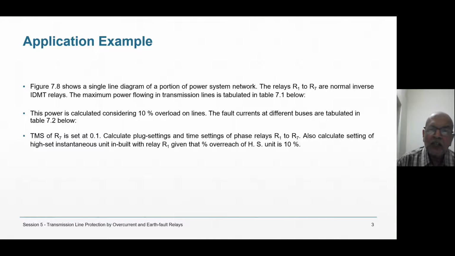The maximum power flowing in transmission lines is tabulated in the figure. This power is calculated considering 10% overload. So you have not to consider 10% overload now because it is already considered. TMS of R7 is given 0.1. You have to calculate flux setting and time multiplier settings of phase relays R1 to R7. And also you have to calculate the setting of high set instantaneous inbuilt with relay R1, given that percentage overage of high set unit is 10%. This is what we have to solve, right?